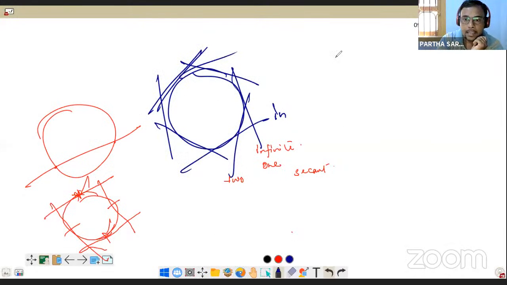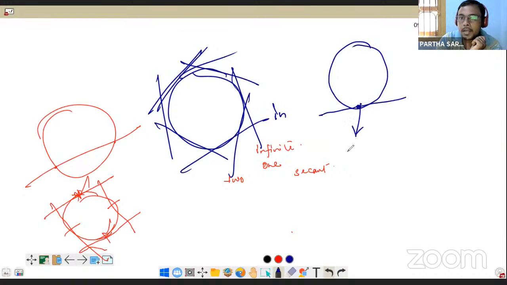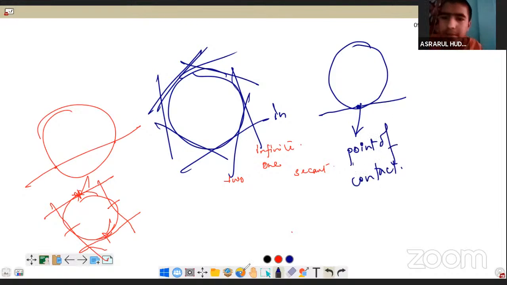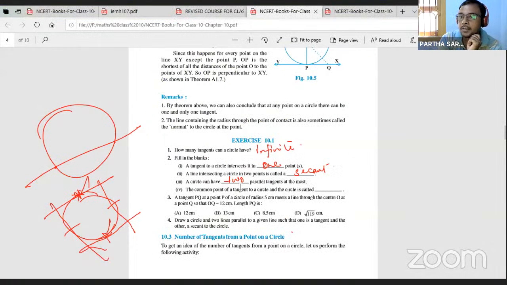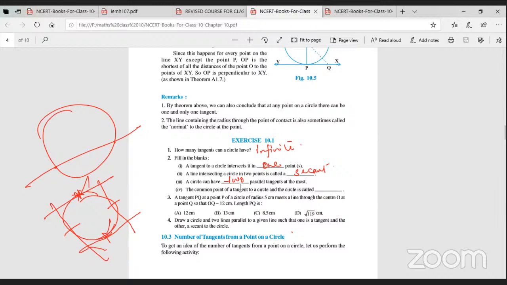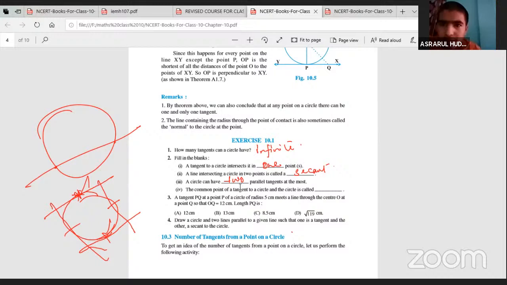Listen. In a circle, if you are having a tangent which cuts the circle at one point, this point is called the point of contact. So here also they have given the common point of a tangent to a circle and the circle is called, what do you write? Point of contact. Write it down. Point of contact.